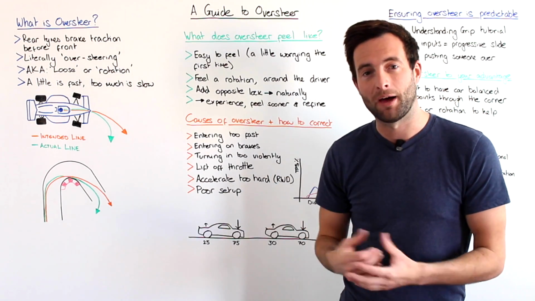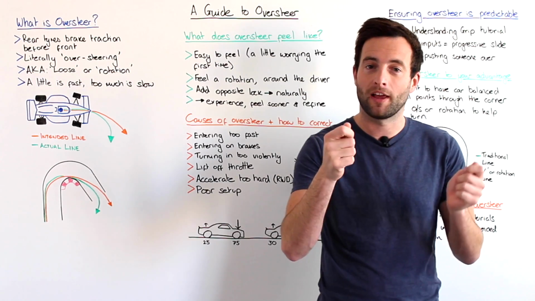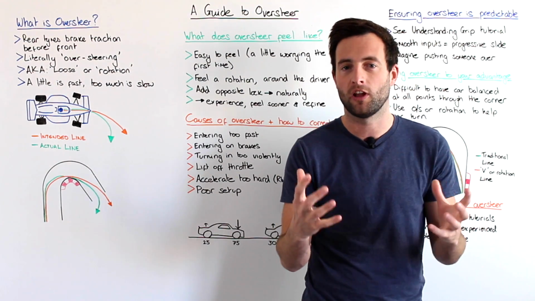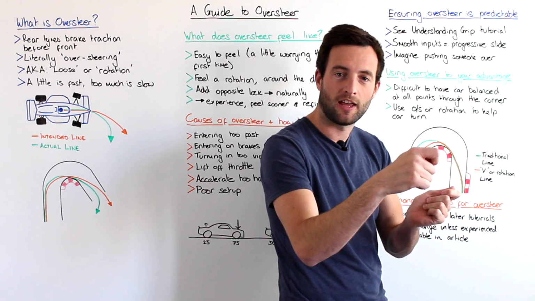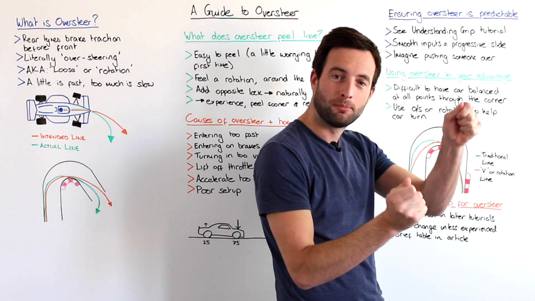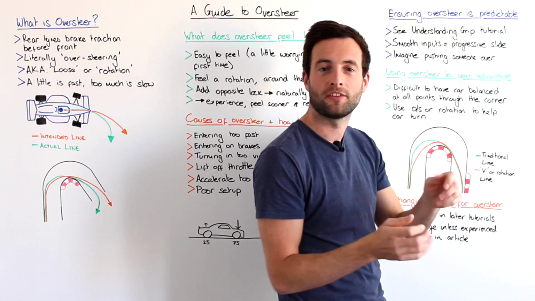The next thing that will happen is that you'll have an urge to apply some opposite lock. So opposite lock is, say you're turning into a left-hand corner, the rear begins to slide, you actually need to put in some opposite lock to correct the oversteer.